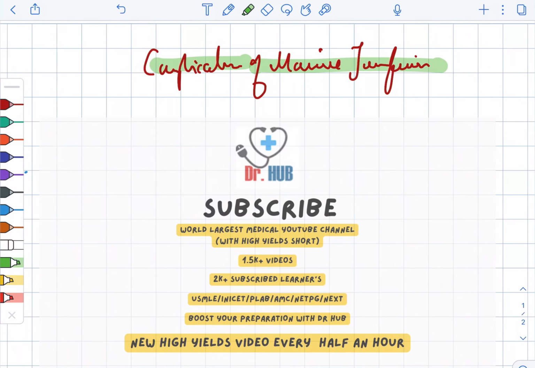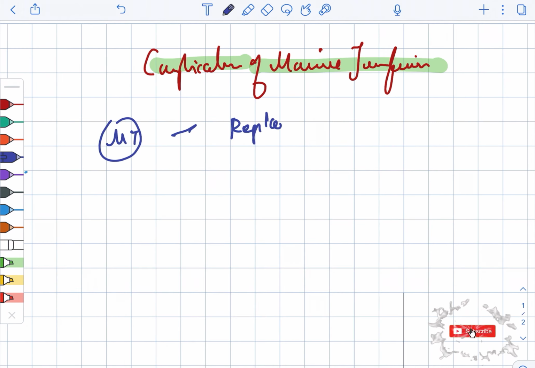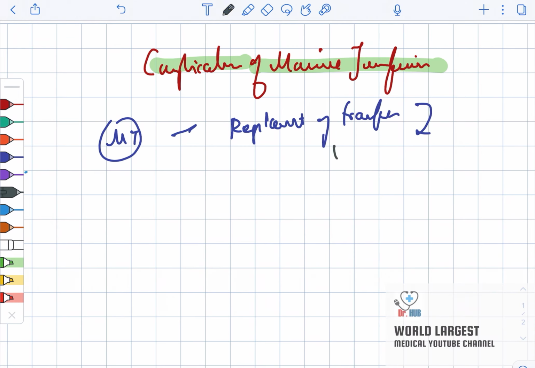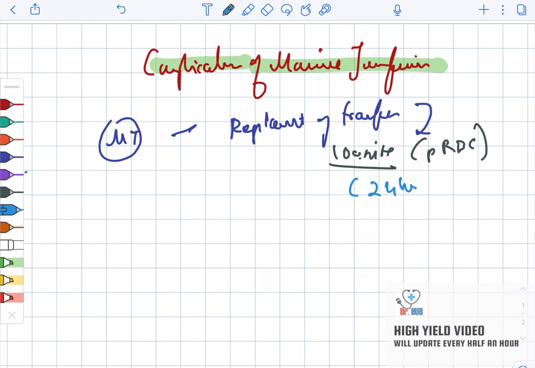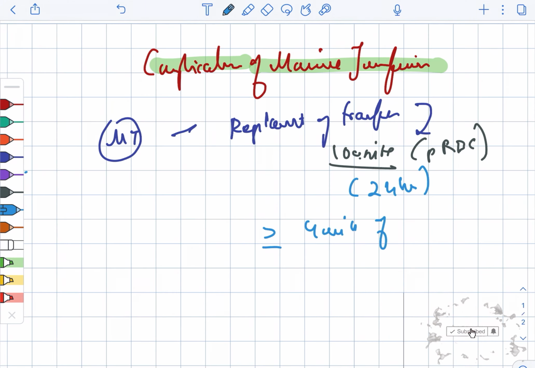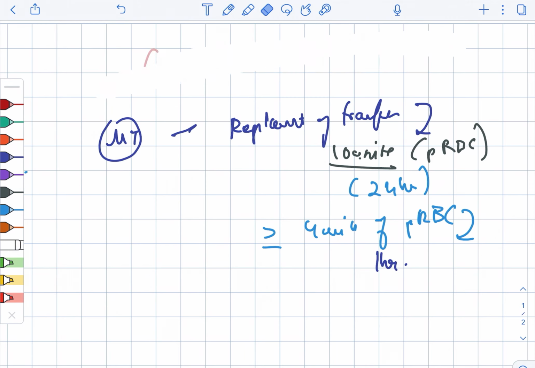Complications of massive transfusions. Firstly, we need to know what a massive transfusion is. Massive transfusion is defined as a replacement of transfusion, basically transfusion of 10 units of PRBC in 24 hours, or more than 4 units of PRBC in 1 hour. Now we are going to look at the complications.